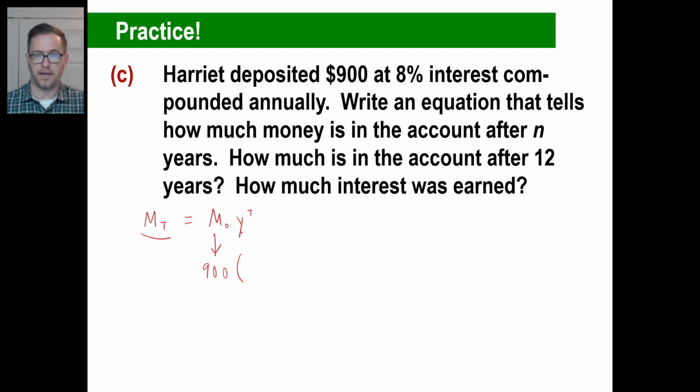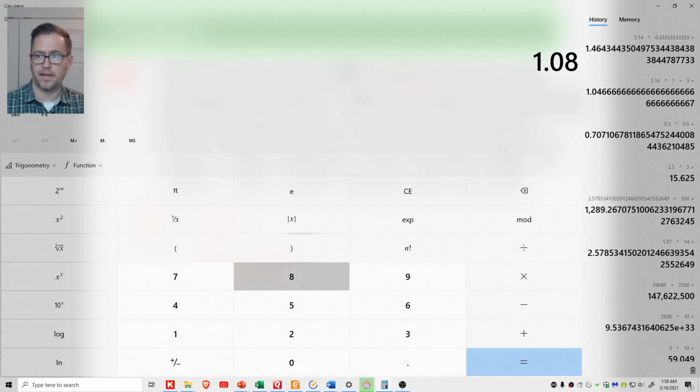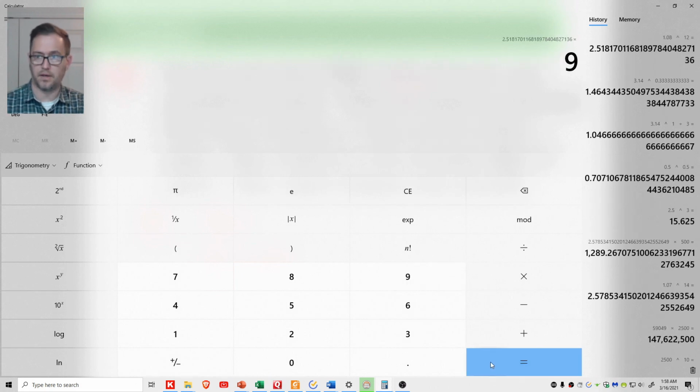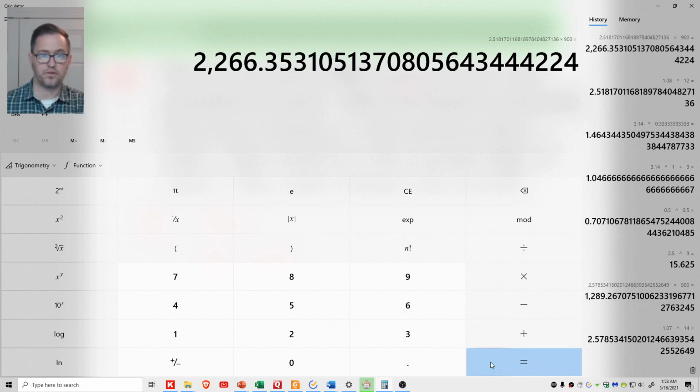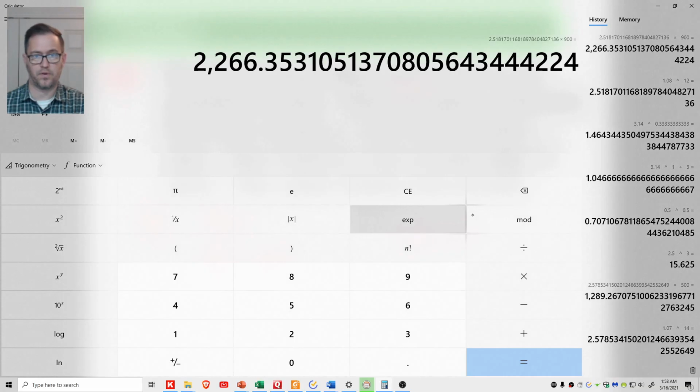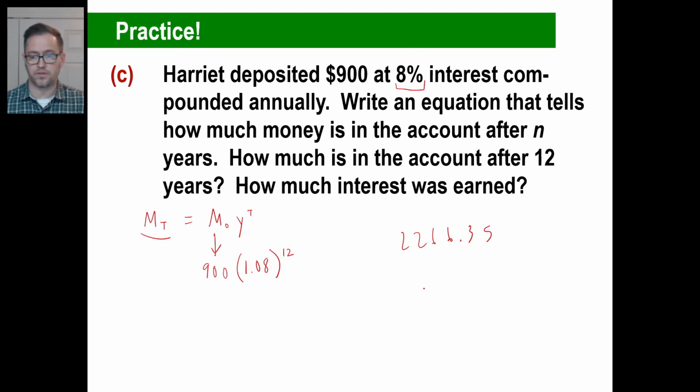Now we're going to multiply by, okay, the multiplier is 8%, so that number there is going to be 1.08, okay? And after 12 years, it'll be to the 12th power. All right, so let's go ahead and figure that out. We have 1.08 to the 12th power, which will be, there we go. And we will multiply that by 900. And her actual amount will be $2,266.35, or something like that. Okay, you would just subtract, and she's earned $1,366.35.